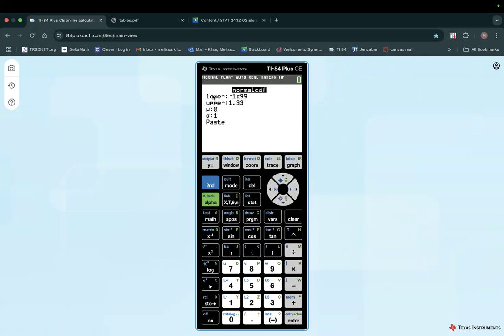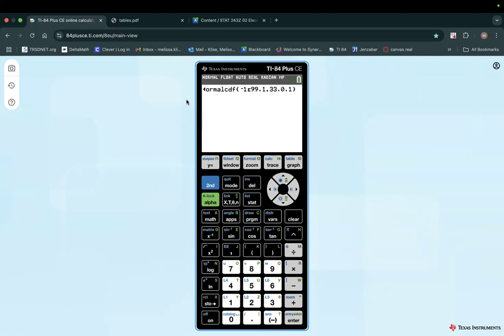My z-scores have a mean of 0 and standard deviation of 1 every single time. If you're dealing with z-scores, you're going to have a mean of 0 and a standard deviation of 1 every single time. This is always the case with z-scores. So I'm going to hit paste right here.